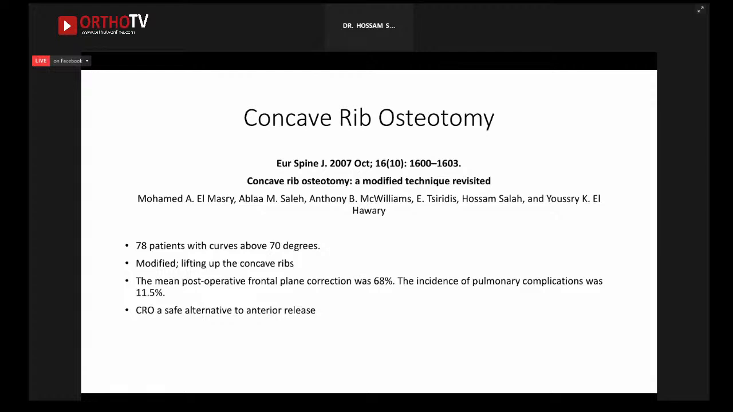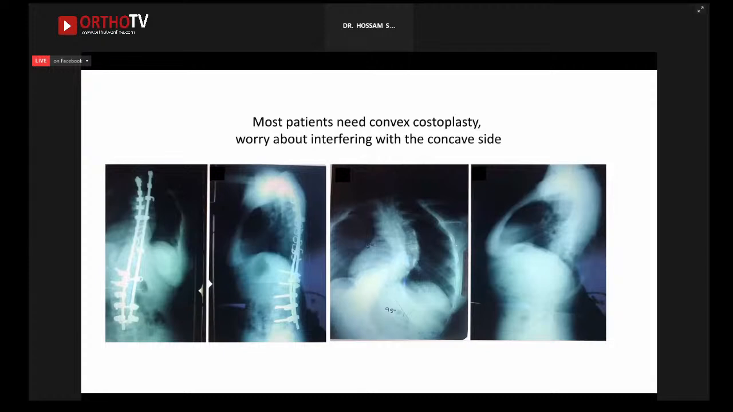This is an example. I'm sorry about the quality of the x-rays. It's an x-ray done many years back, and the surgery was done many years ago. But this is a patient that had concave rib osteotomy with a good result.